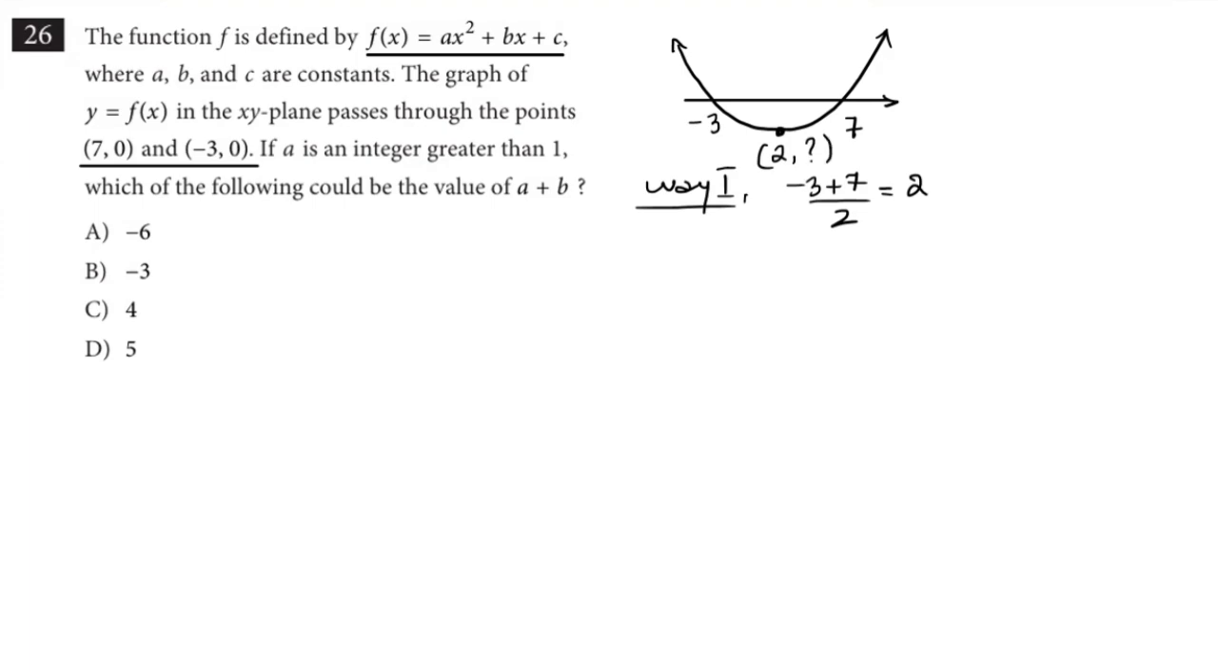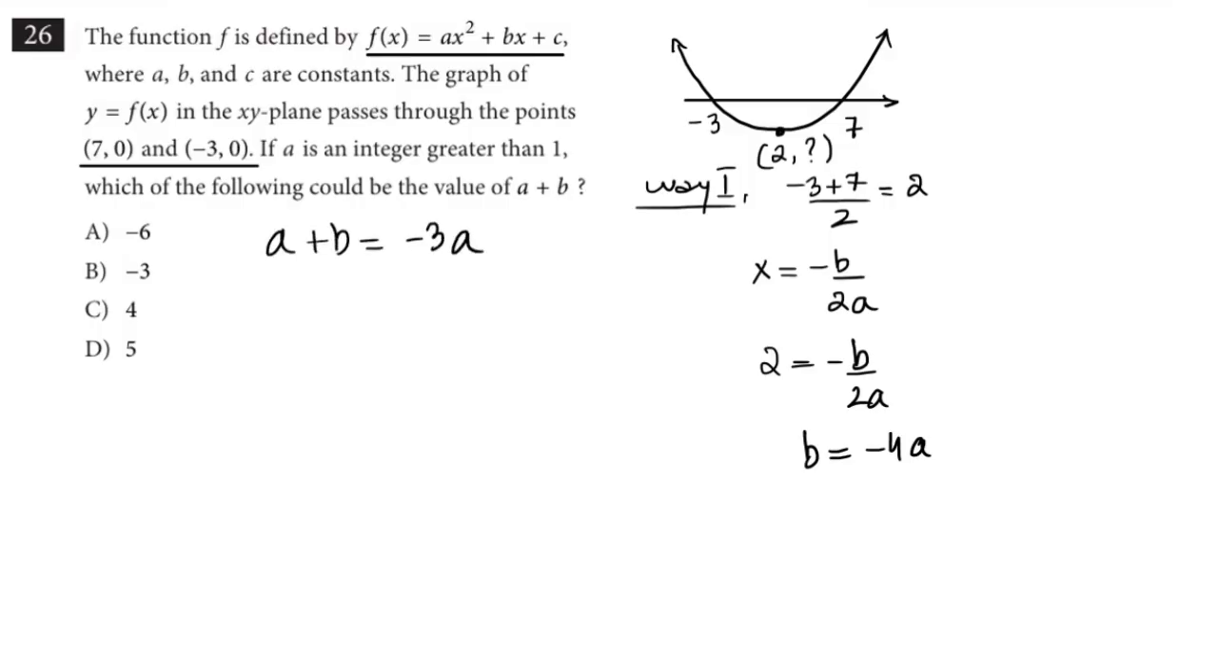So if I have this 2, I know that the x coordinate of the turning point can be deduced by this formula, x equals minus b over 2a in a quadratic function. So if you put this 2 in minus b over 2a, the value of b is going to be a negative 4a. So now I know that a plus b is actually a negative 3a. And then I can proceed with the answer, which I will just tell you in a minute.